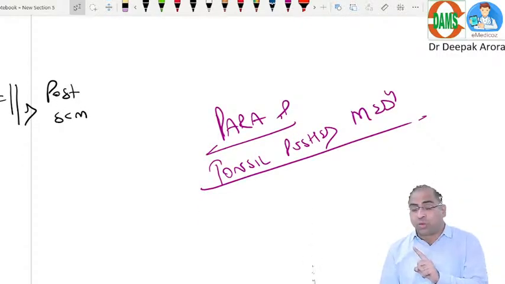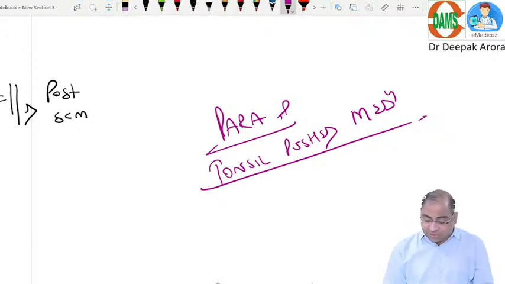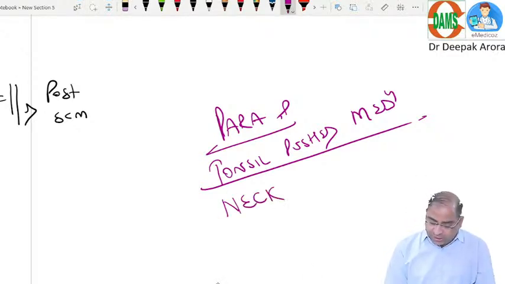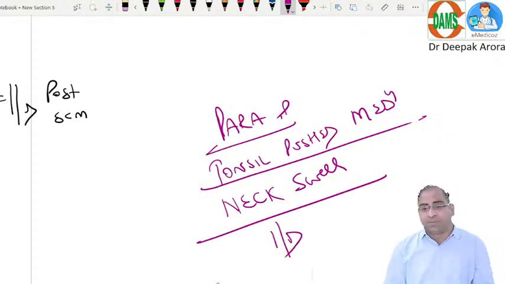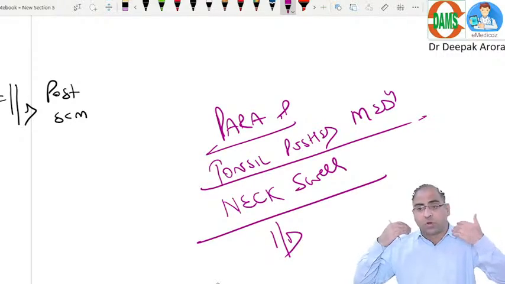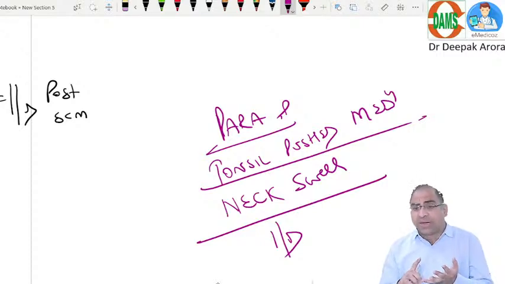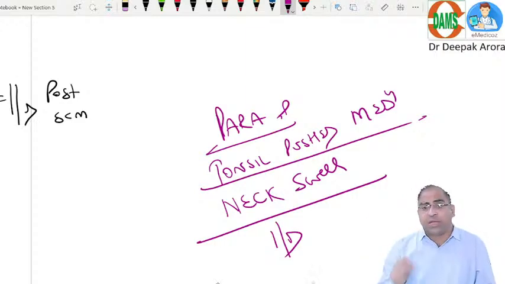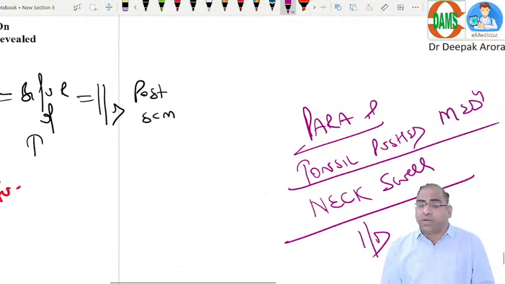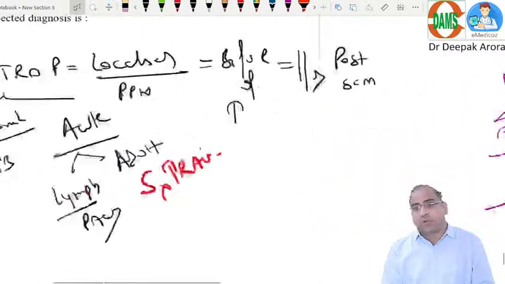Which other abscess pushes the tonsil medially? Peritonsillar abscess, quinsy. But in quinsy, you will not have neck swelling. Here, I will get a neck swelling. And what is the treatment? Again, incision and drainage. This is my parapharyngeal space. All the important structures are there: pterygoid muscle, carotid artery, jugular vein, 9, 10, 11, 12 cranial nerves. So depending on the area, you will have symptoms. Just remember, tonsil pushed medially with neck swelling is parapharyngeal abscess.